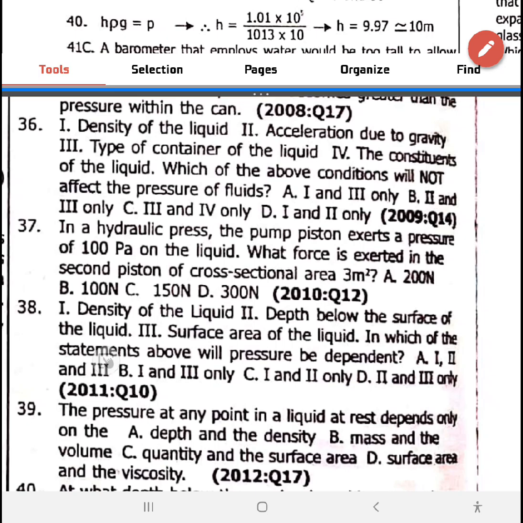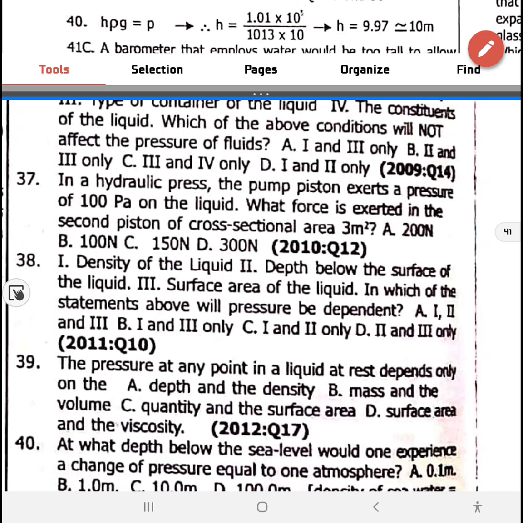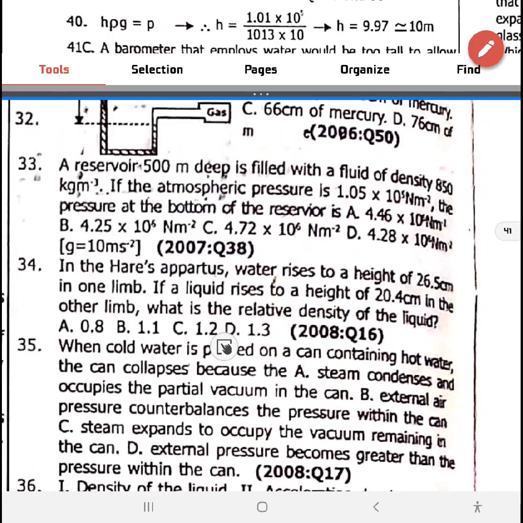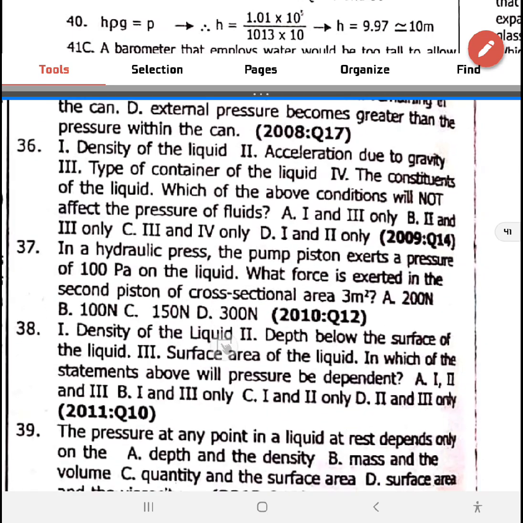Now, so we'll go to 38. See, in which of the statements above will pressure be dependent? Density of I, depth, I, surface of the liquid. In which of them will it be dependent? I and I. So 38 becomes option C. 38 is option C.